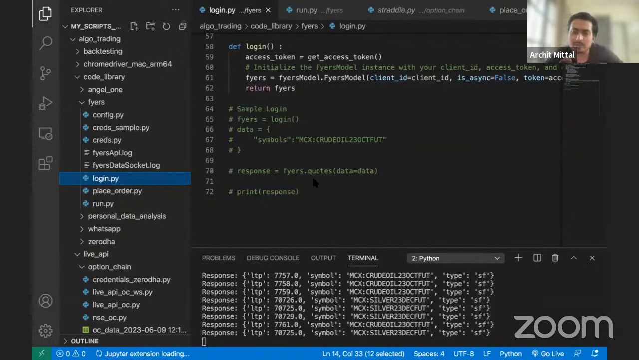Do we need a public IP to establish a WebSocket? No, a public IP is not required. You can establish normal WebSocket connections. It is not that complicated. It is very easy. Trust me.